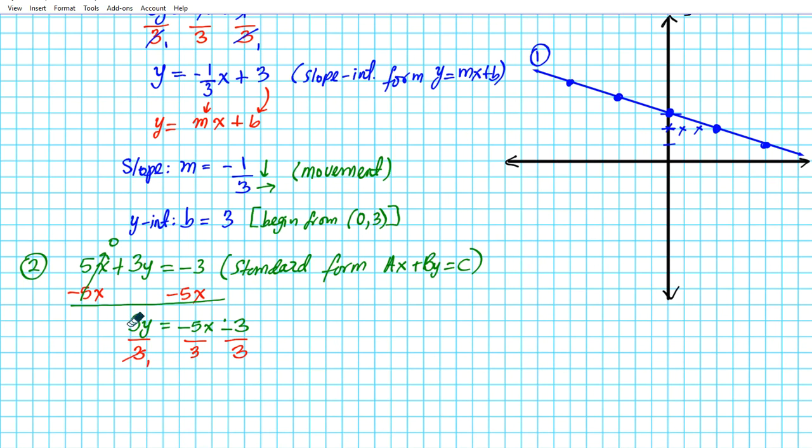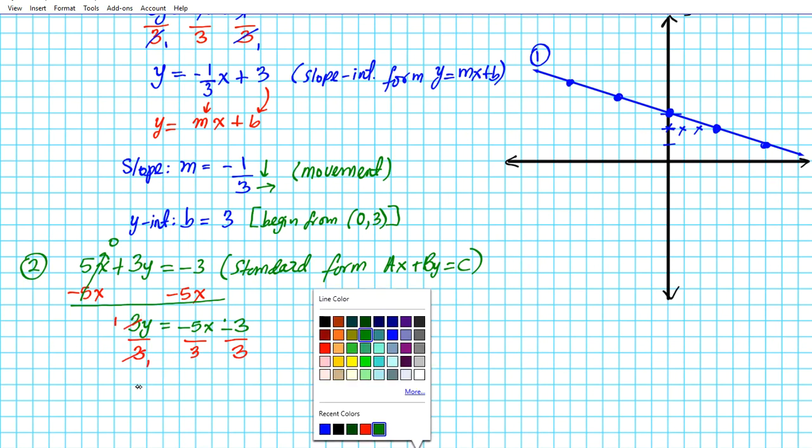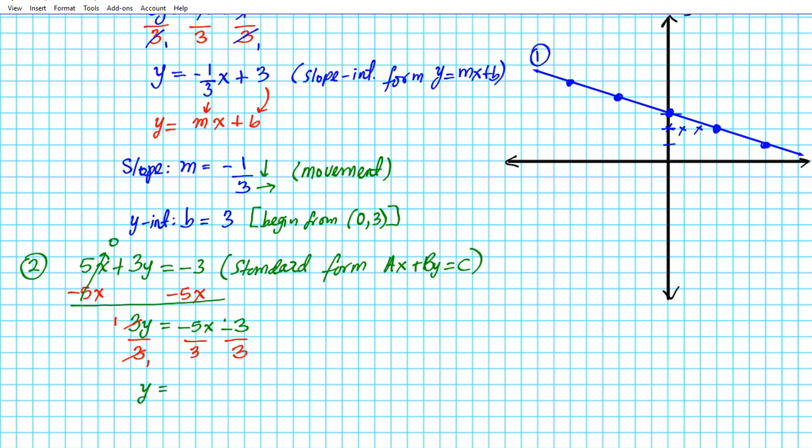And then 3 goes here, 1, 3 goes here, 1. And that gives us y equals -5/3 cannot be reduced, so we just write it as -5/3x. And then 3 goes here, 1, 3 goes here, 1, minus 1.